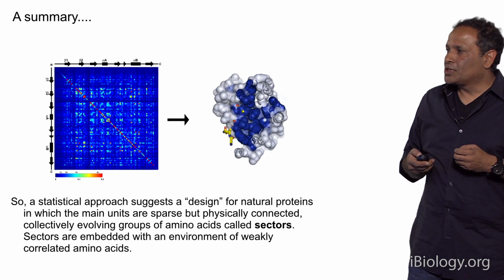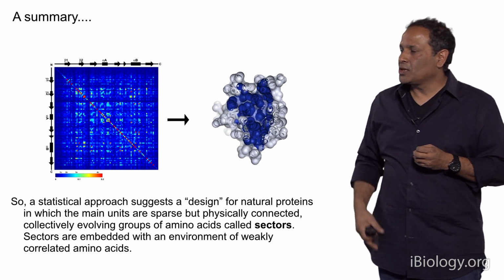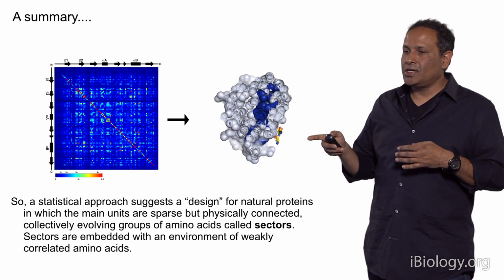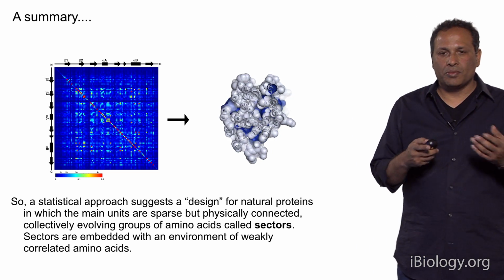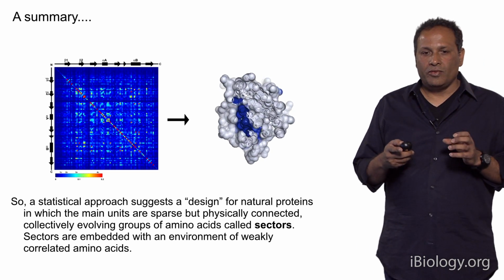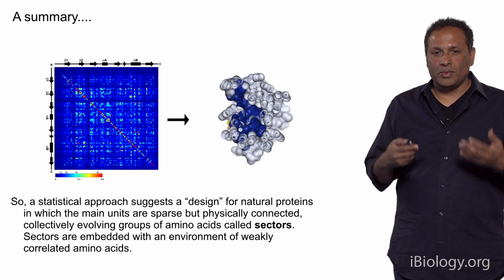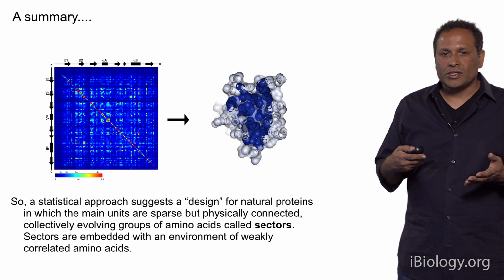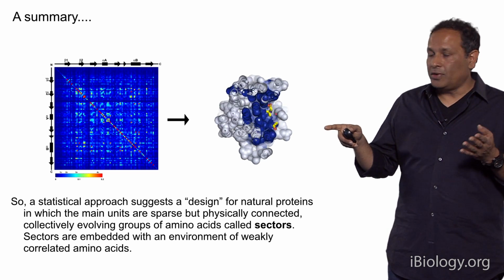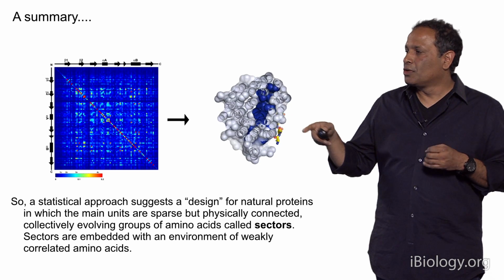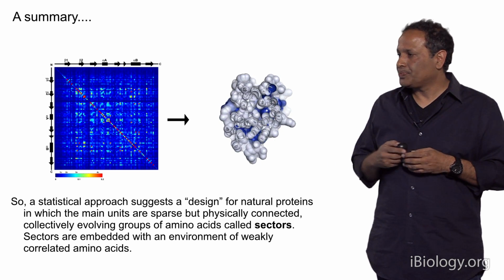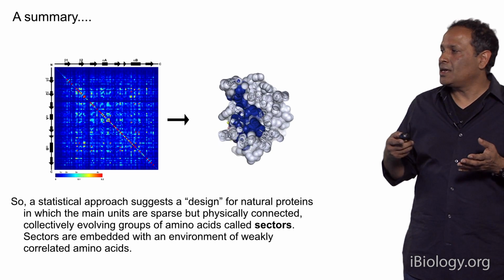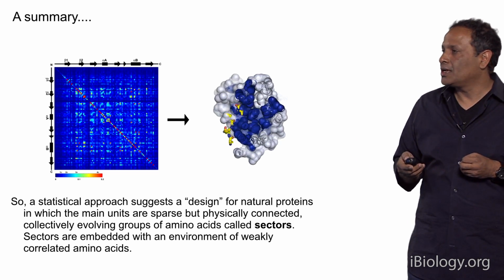These are interesting results to begin with, and so let me just summarize what I've told you so far. What I described in this lecture is a statistical approach, a different approach to studying proteins, not by looking at the physics of individual proteins, but by looking at the statistics of ensembles of sequences. We deduce a design for natural proteins in which the main units are these sparse but physically connected and collectively evolving groups of amino acids that we are calling sectors. And the sectors are embedded in an environment of otherwise weakly correlated amino acids. That's the pattern that we empirically observe by looking on the protein structure.